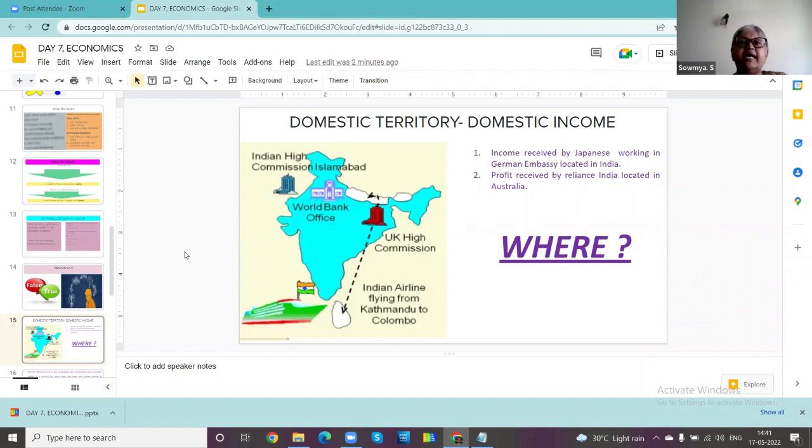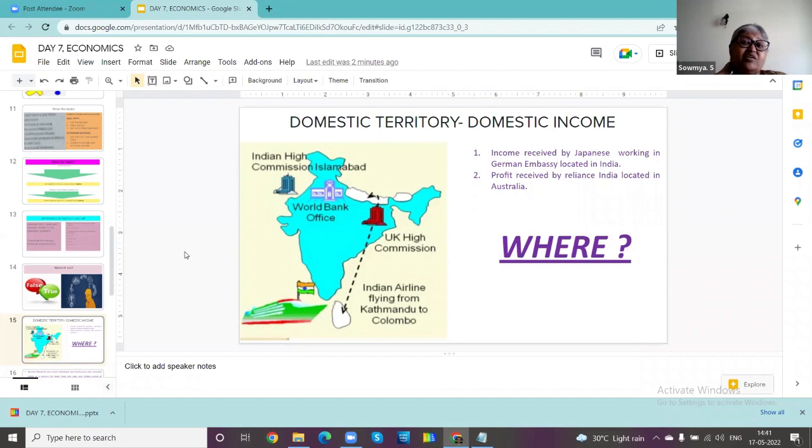Basically raise a question: where. If you want to find out whether a particular item is to be treated as part of the domestic income, then they should raise a question, where is the income generated? If the income is generated within the domestic territory of a country, then it is very well part of the domestic income. Now, let's look at question number 1 under this.